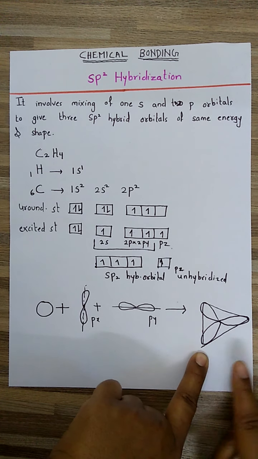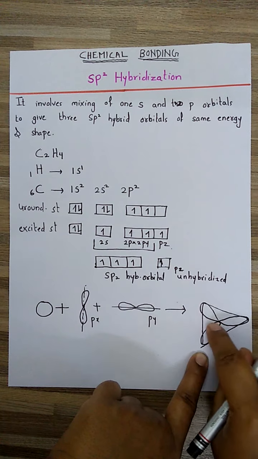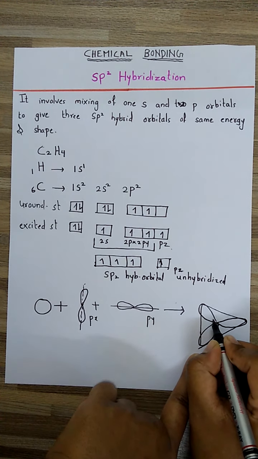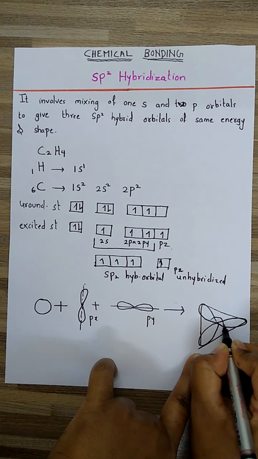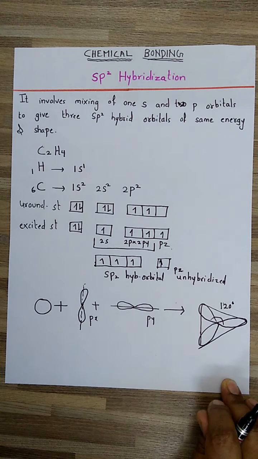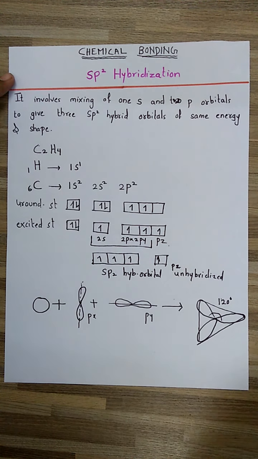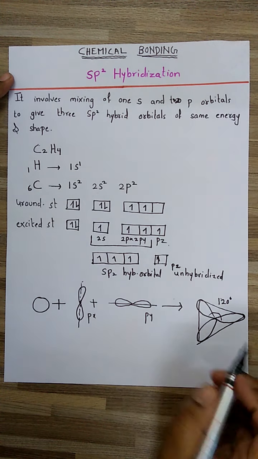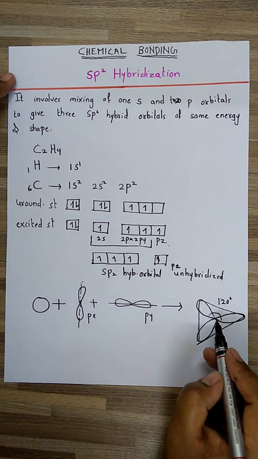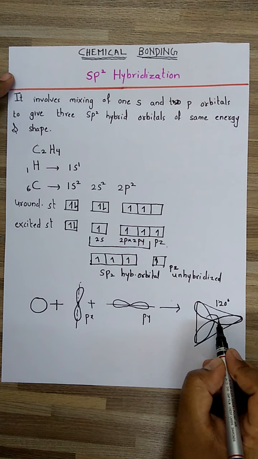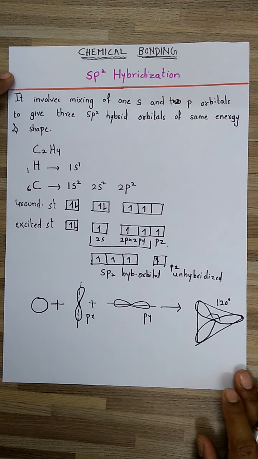The shape will be what? Trigonal planar. All these hybrid orbitals are on the same plane, and the bond angle between them is 120 degrees. So these three hybrid orbitals will be placed at maximum distance in an equilateral triangle. There is a triangle, it is on one plane, and these newly formed orbitals arrange themselves at an angle of 120 degrees to each other.